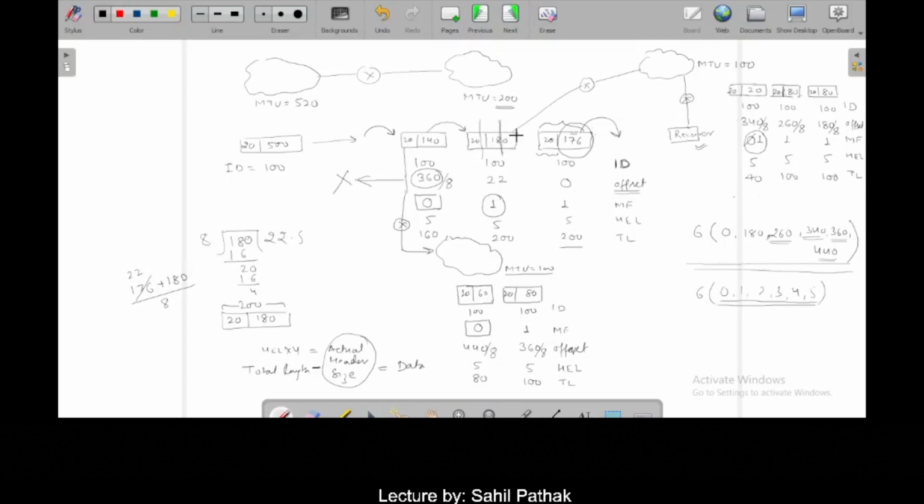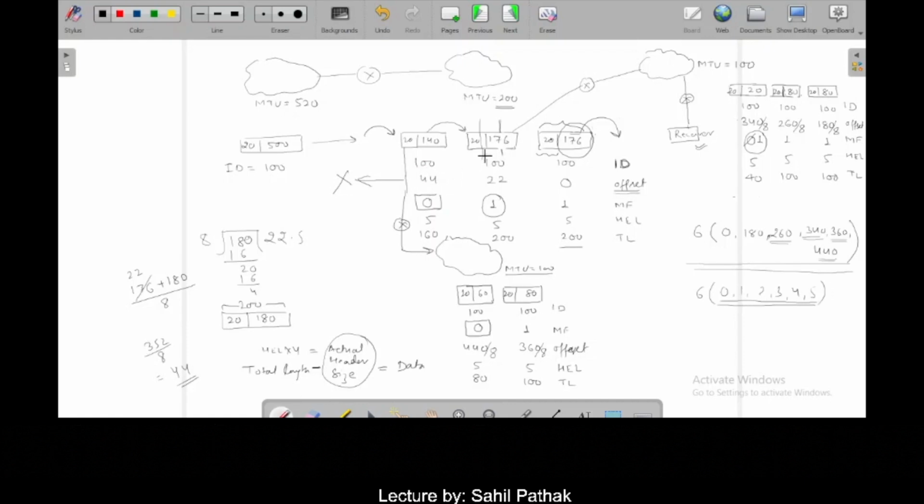So hence we have to change this value also, and decrease it. We have to make this value also 176. Now if we make 176 and 176, in total that would be 352. The value coming out is 352 divided by 8, and that is 44. So 352 divided by 8 is 44.